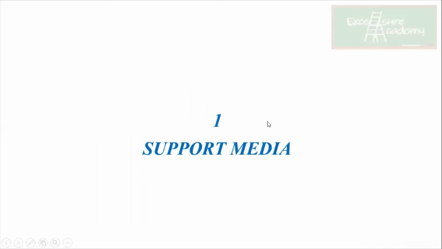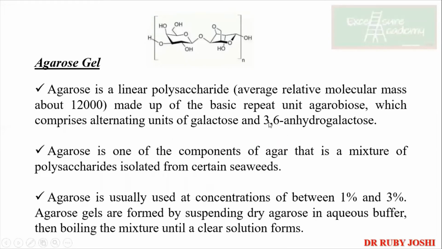Now talking about the support media. So let's talk about the agarose gel. So agarose is your linear polysaccharide. Okay, it is made up of repeating units of agarobiose, which comprises alternating units of galactose and 3,6-anhydrogalactose. So ये थोड़ा सा important है. This you need to remember.